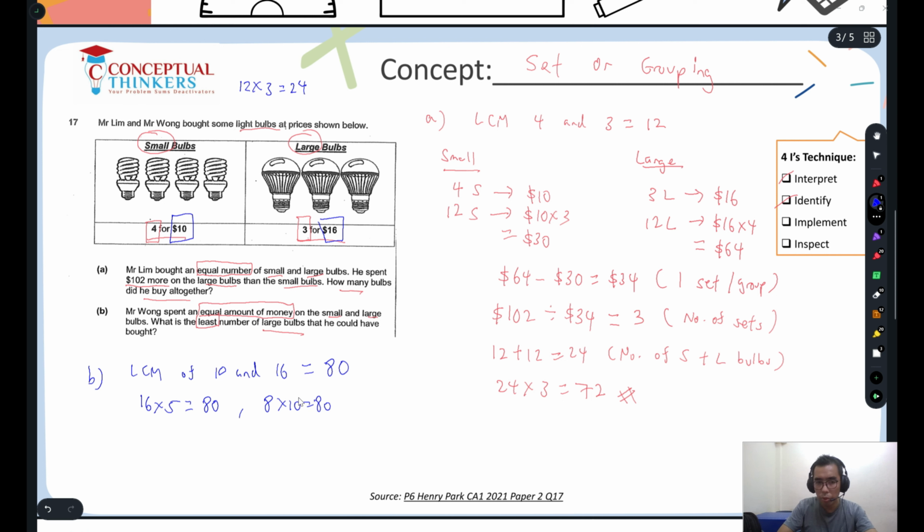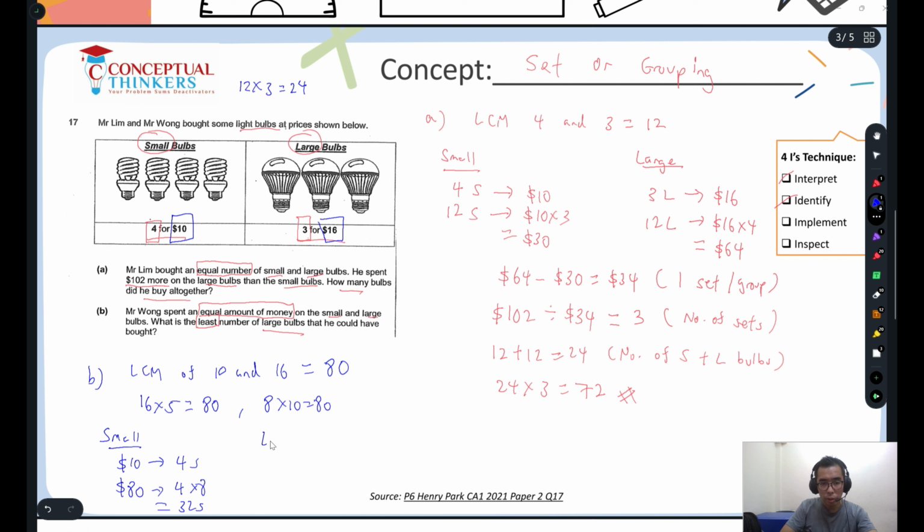The reason why I do that is because I want to find the least. So it will be good if I use their lowest common multiple. Next, we know that if you look at the small one, it will be $10. That will give me 4 small bulk. So if I'm looking at $80, that will give me 4 times 8. So I'm going to get 32 small.